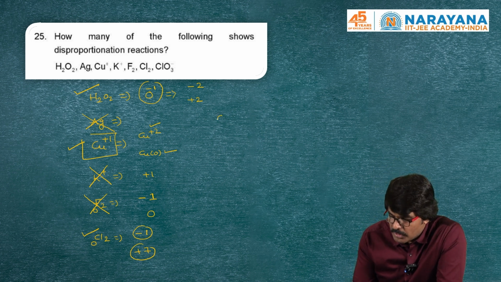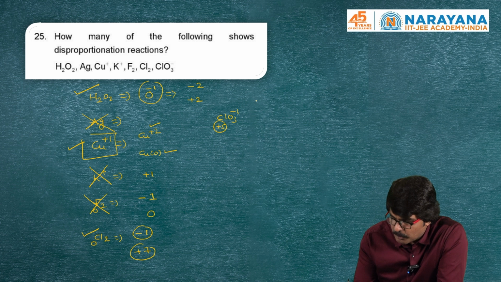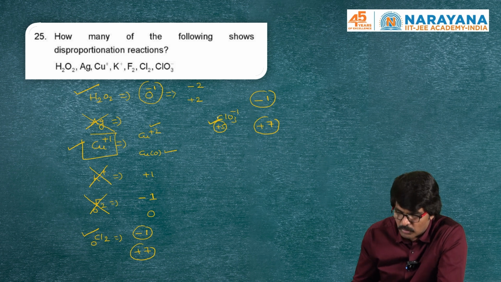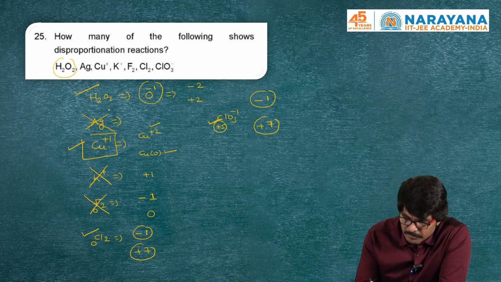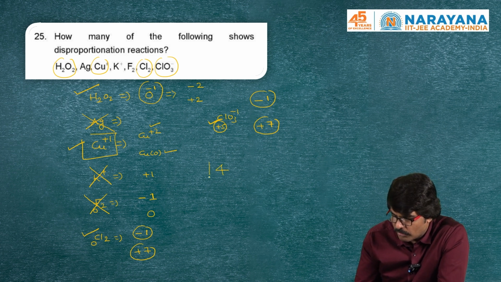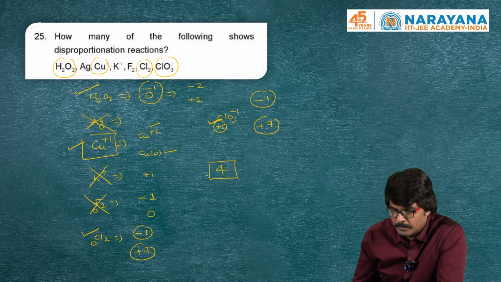And the last option in the sequence is ClO3 -1. Here the oxidation state of chlorine is +5 in the given species. Minimum is -1. Maximum is +7. So the given oxidation state is intermediate to minimum and maximum. Therefore, it can undergo. So totally hydrogen peroxide, copper +1, elemental chlorine, and ClO3 -1, these 4 species can undergo disproportionation. Therefore, answer to the question will be 4.